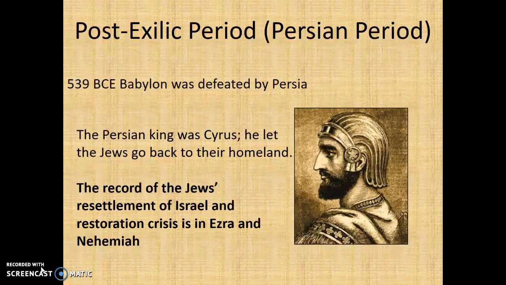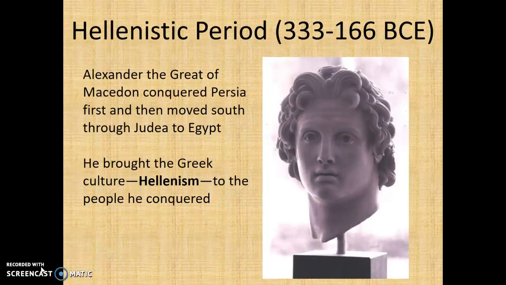So we talked about how Persia came in and defeated Babylon while the Israelites were in exile, and how they became known as Jews at this time period and adopted Aramaic and started worshiping in synagogues. The Persian king that came in and let the Jews go back to their homeland was Cyrus, and if you want to learn more about that, the Restoration Crisis is covered in Ezra and Nehemiah in the Old Testament.